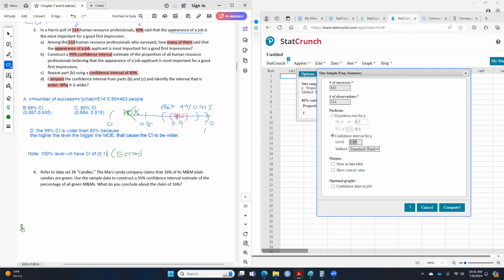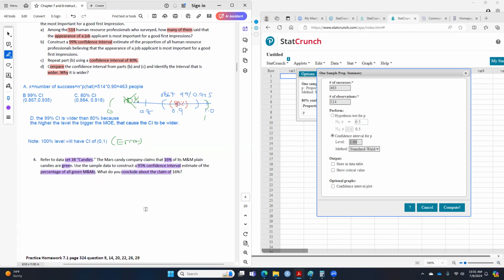And finally, in question 4 here, this is where they ask us to use the data set number 38 candies. The Mars Candy Company claims that 16% of its M&M plain candies are green. Use the sample data to construct a 95% confidence interval to estimate the percentage of all green M&Ms. What do you conclude about the claim?